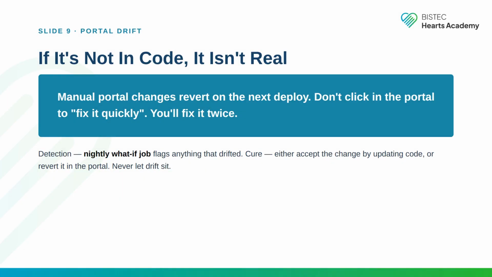Portal drift. Manual portal changes revert on the next deploy. Don't click in the portal to fix it quickly. You'll fix it twice. Detection: a nightly what-if job flags anything that drifted. Cure: either accept the change by updating the code or revert it in the portal. Never let drift sit.